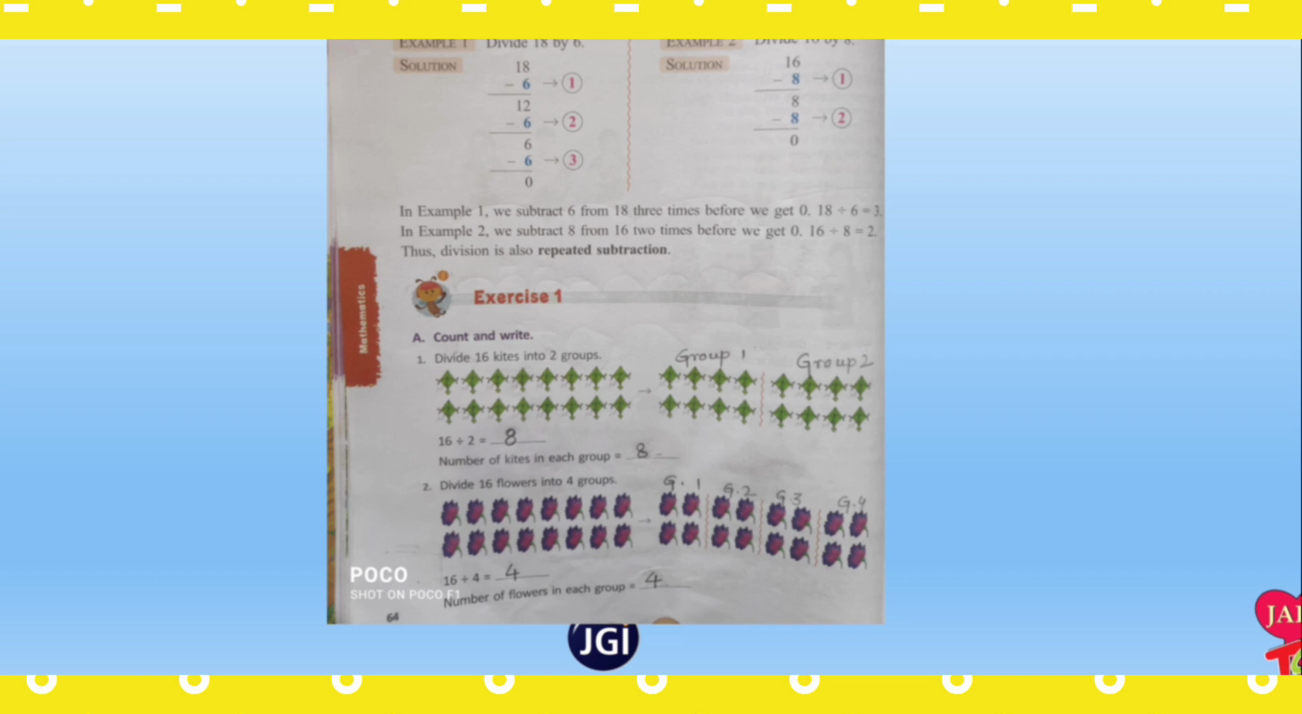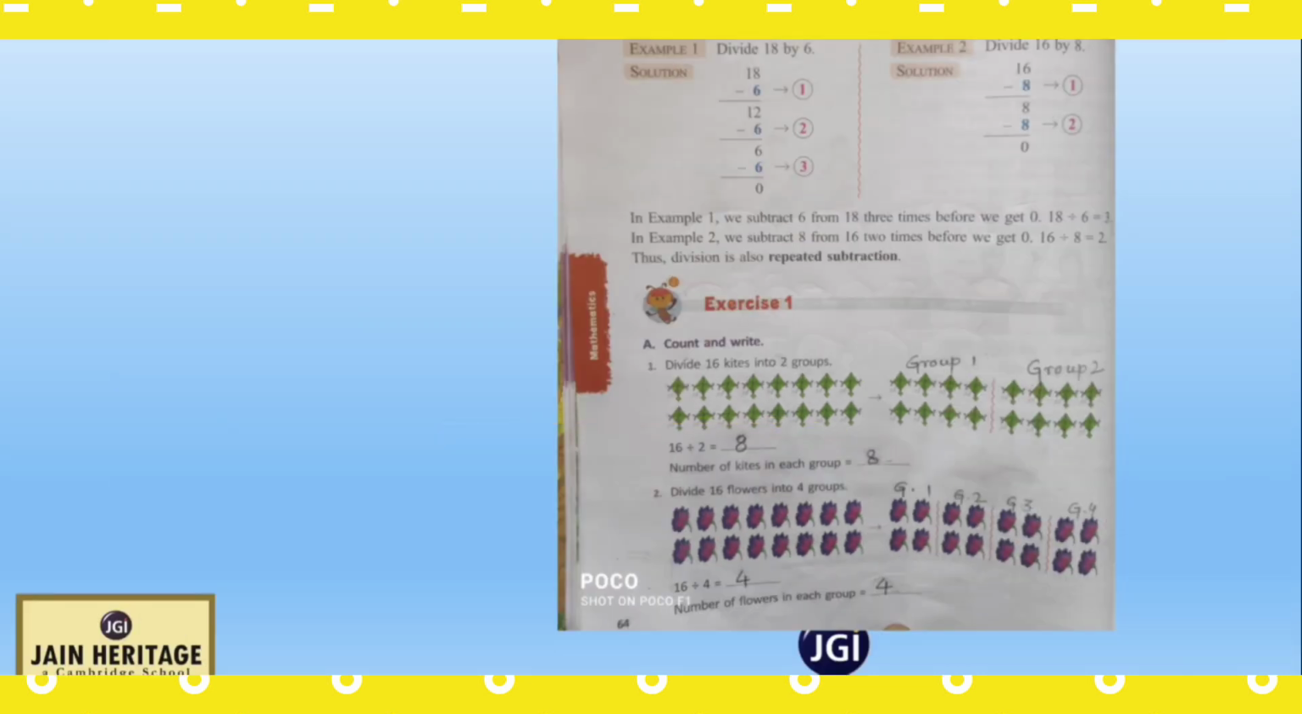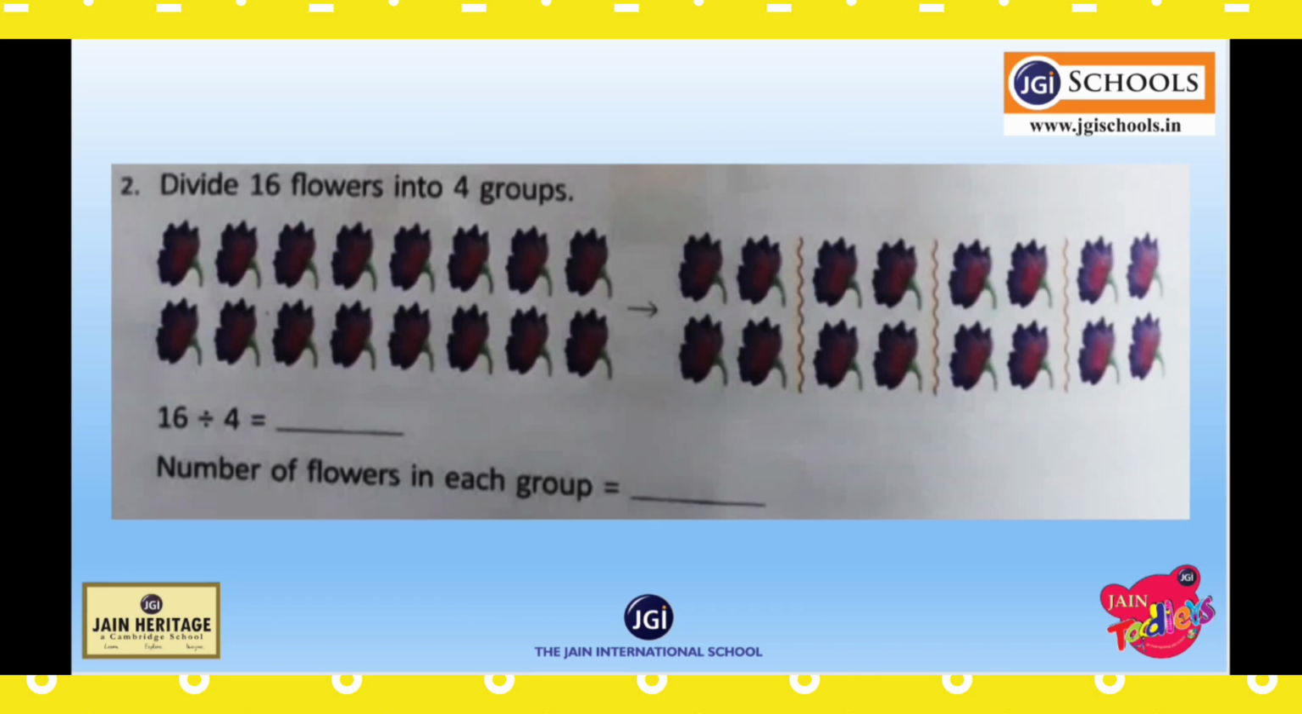Now there are 16 flowers divided into 4 groups, right? The total flowers are 16 and they are divided among 4 groups, that is G1, G2, G3 and G4, right? Can you see this one? I will show you a bigger image. See this one. Here these flowers are divided into 4 groups, and how many flowers are there in each group? Can you count it? 1, 2, 3, 4. Yes, 4 flowers are there in each group.